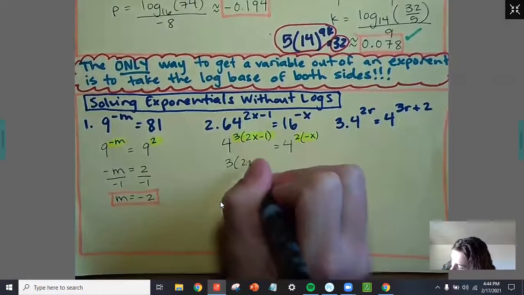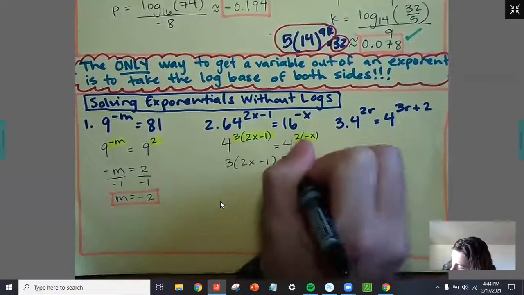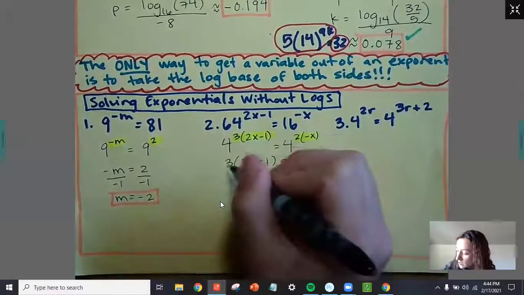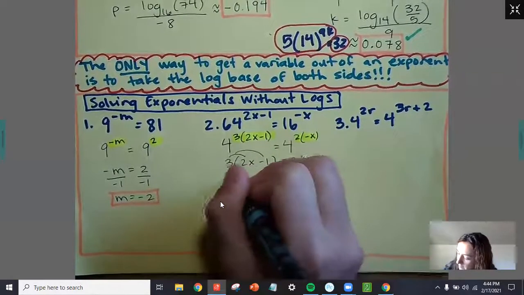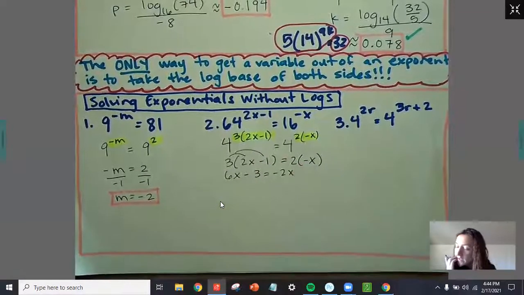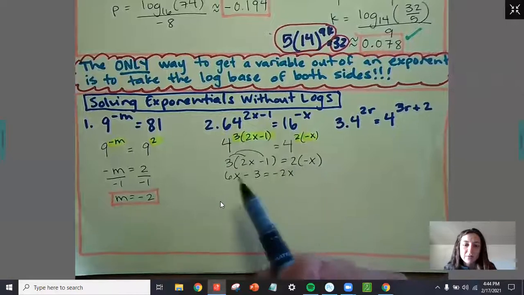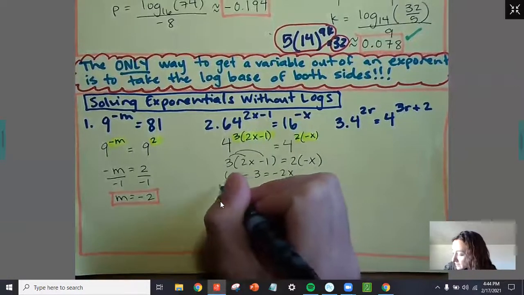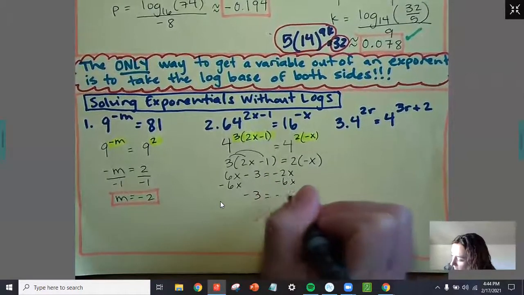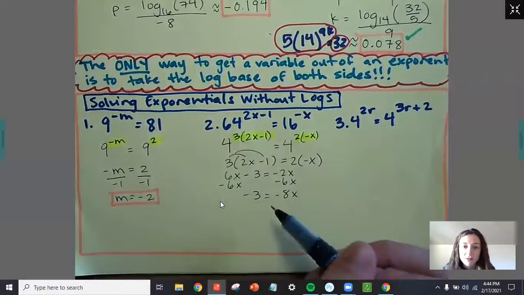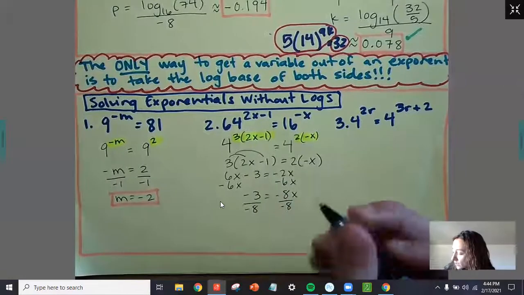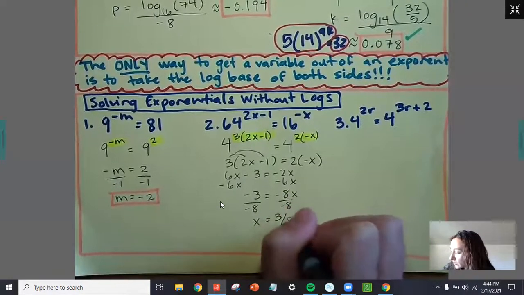So we'll have this. Okay, and I'm just going to distribute and then solve for x here. So 3 times 2x is going to be 6x, 3 times negative 1 is negative 3, 2 times negative x is negative 2x. Since I already have an x on this side, I'm just going to go ahead and subtract 6x from both sides. Okay, we're going to get negative 3 equals negative 8x. And then the only thing I need to do to get x by itself is divide by negative 8 on both sides. Okay, so x equals 3 over 8.